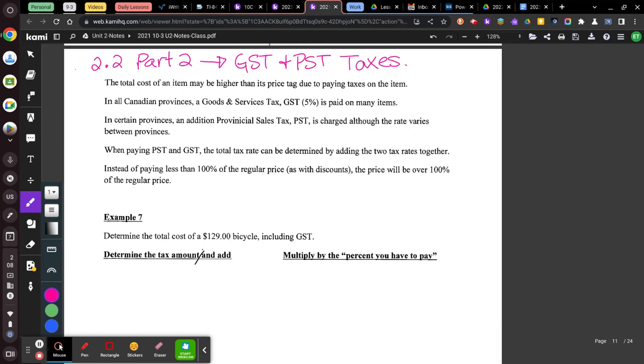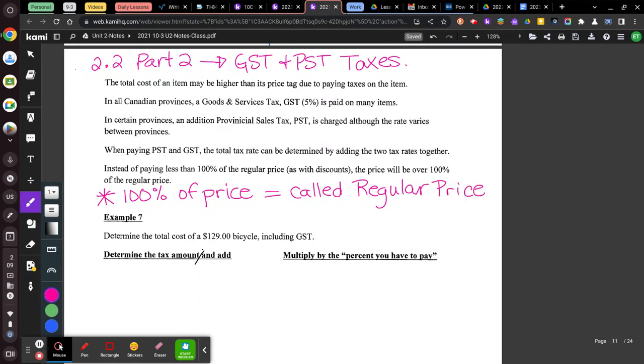That also works. So it says instead of paying less than 100% of your price, that is your discounts, the price is going to be lower than 100% of your price. So we have to make a note that 100% of the price is called the regular price. So if I say you're paying 100% for an item, you're just paying its regular cost. Okay? You're paying all of that cost.